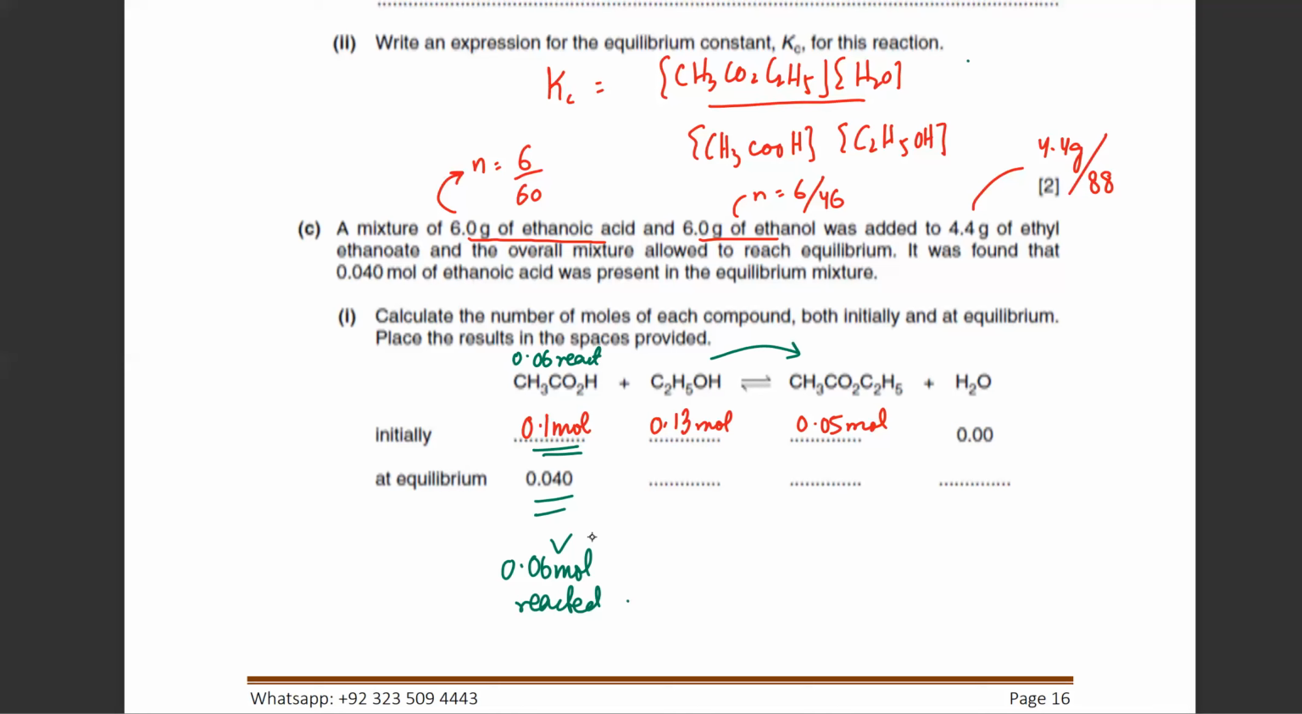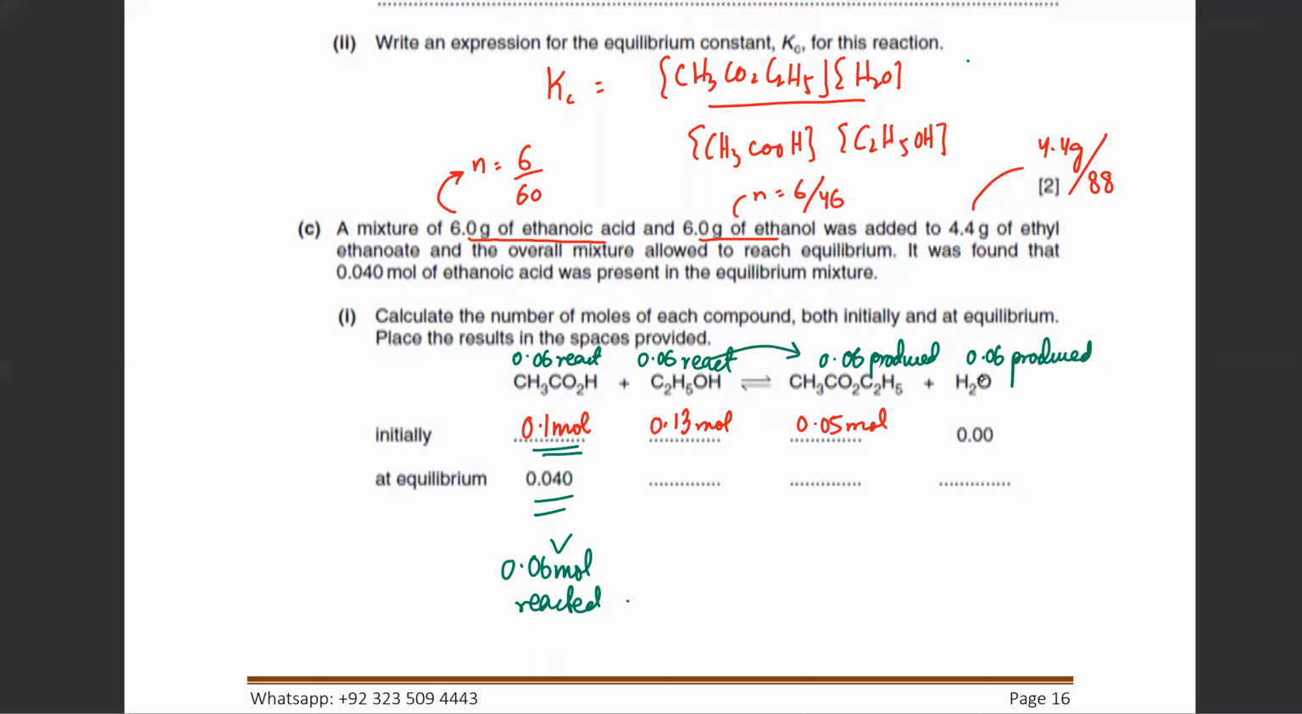and it's 1:1. So for ethanol, it's going to be the same as well. It's going to be 0.06 of ethanol that would react as well, because it's 1:1. And the products would be produced in exactly the same ratio. So 0.06 of this ester would be produced, and 0.06 moles of water would also get produced.